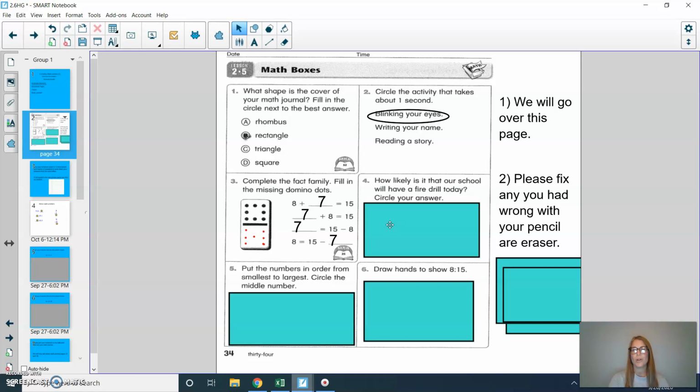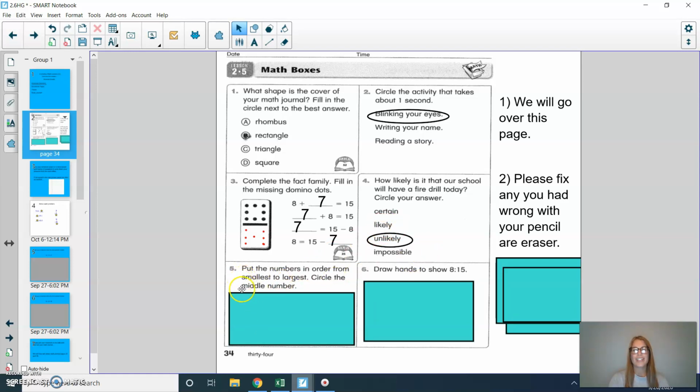For question number 4, you maybe had a different answer than I did, but how likely is it that our school will have a fire drill today? Circle your answer. Now we're not planning on having one today, so I'm going to say that it's unlikely. Now it could happen, but it's unlikely.